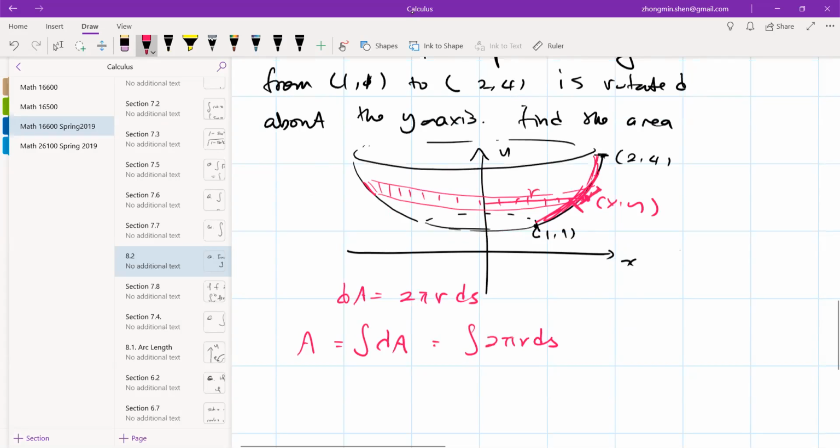You write down what r is. r is going to be x, right? For that particular point, r is x, and y depends on x. So y is going to be x squared.